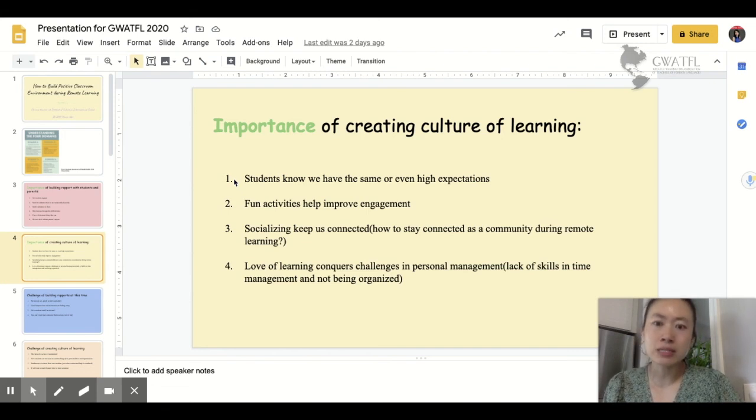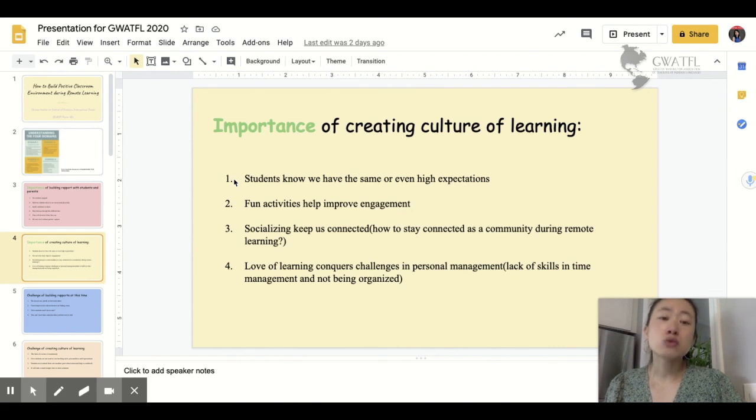The second reason is fun activities help improve engagement. We're teaching kids, and kids, they like to be fun. And if it's something fun to them, they want to do more. Especially like what I mentioned before, we are not around them. So if we present something interesting in front of them, and that will definitely improve their engagement with your class course. The third reason is socializing keeps us connected.